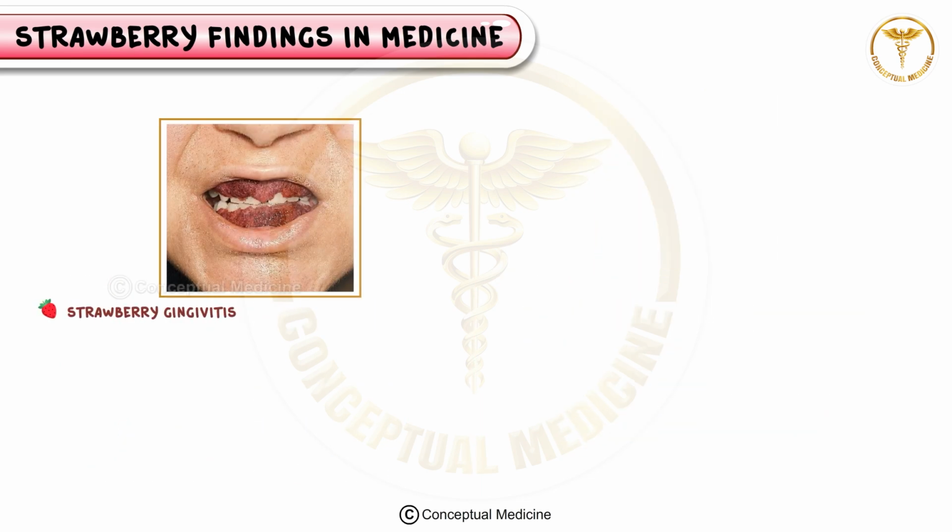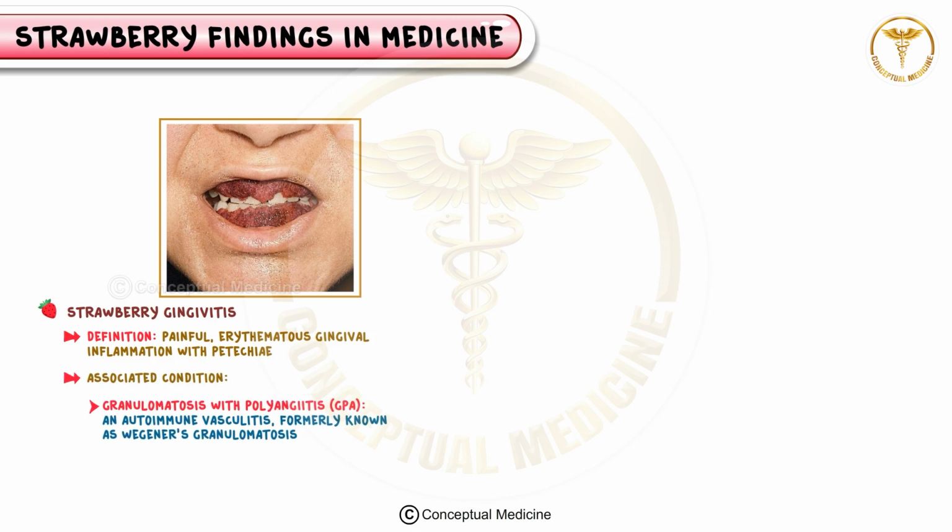Moving on to strawberry gingivitis, this refers to painful, red, and inflamed gums with petechial spots that resemble the surface of a strawberry. It is associated with granulomatosis with polyangiitis, GPA, an autoimmune vasculitis that affects small and medium blood vessels. In addition to gingivitis, GPA patients may experience respiratory symptoms, nasal crusting, or even hematuria. Recognizing strawberry gingivitis is crucial for early diagnosis.